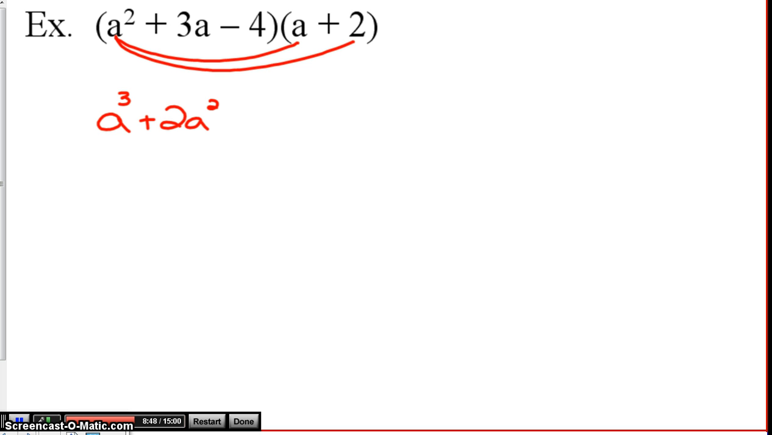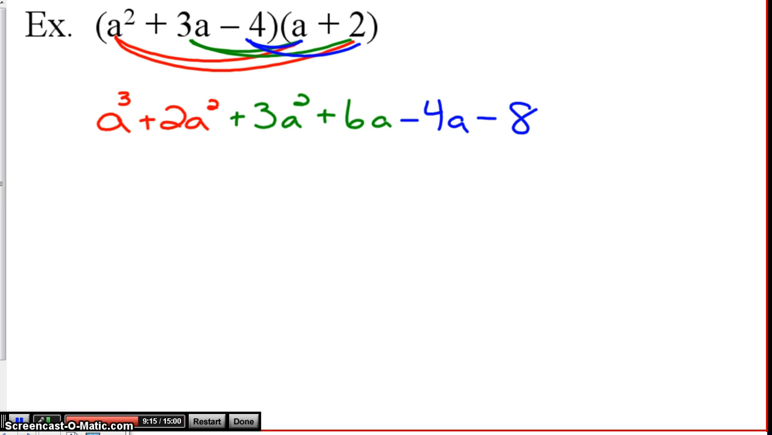Then I'm going to go to my next term. When I go to my next term, I have 3a times a, 3a times 2. And then I go to my last term and do it one more time. Negative 4 times a, negative 4 times 2.